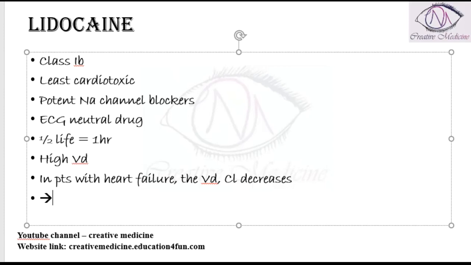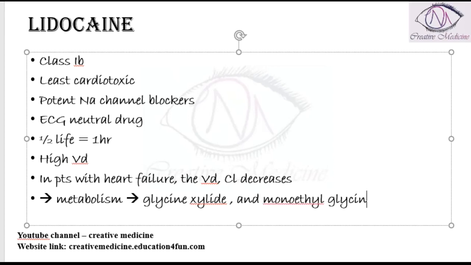Lidocaine undergoes metabolism, and on metabolism it results in the formation of two compounds. Lidocaine will form glycine xylide, and it also forms monoethyl glycine xylide. So lidocaine undergoes metabolism and it forms glycine xylide and monoethyl glycine xylide.